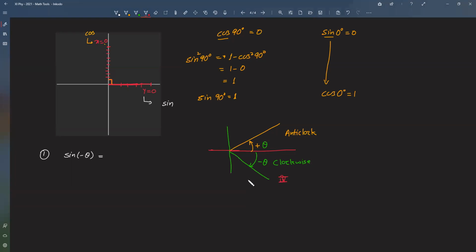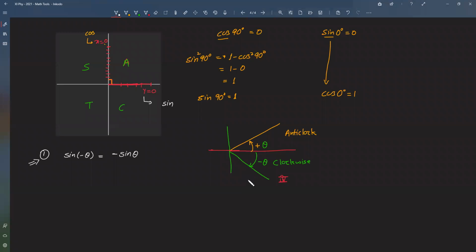Sine becomes negative. I hope you still remember, right? All the ratios are positive in the first quadrant, only sine, tan, and cos in others. So that means sine of minus theta will be what? It will be negative. So this will be minus sine theta. It will remain same, but it will be minus sine theta. We'll try to understand this later, but for the time being, this is what happens. Sine of minus theta is equal to minus sine theta.